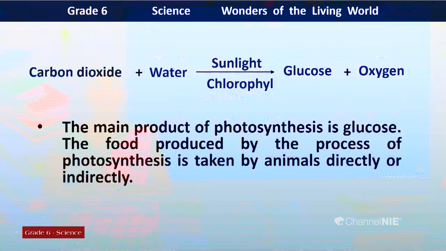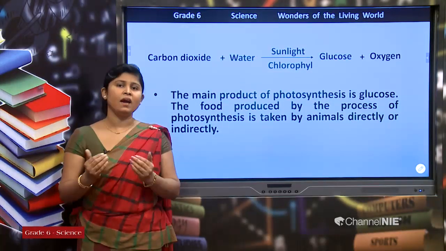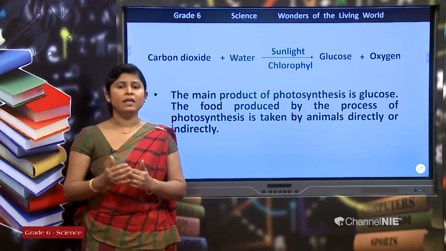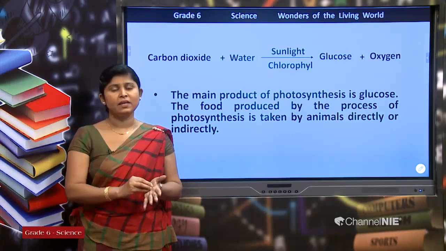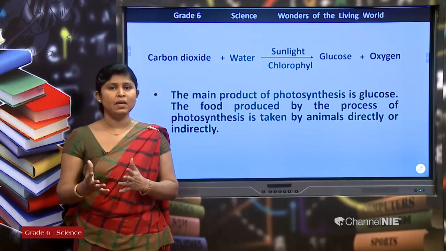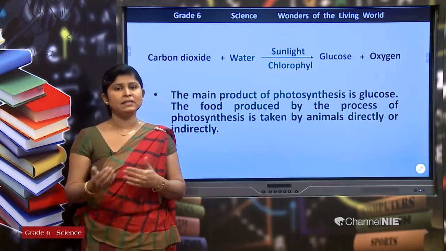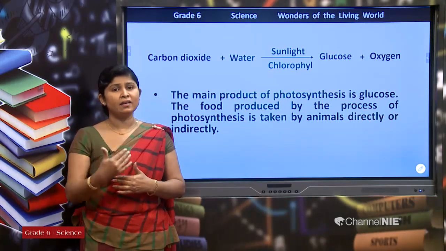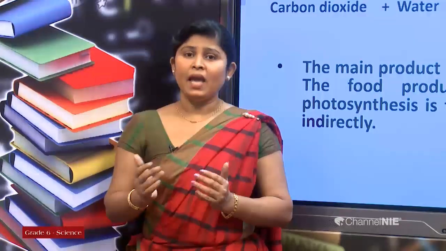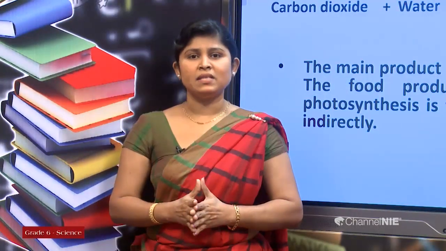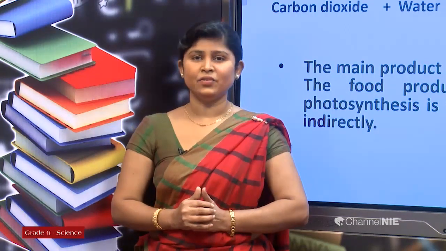My dear children, you know that the plants can produce food. The animals can't produce food. So, the animals depend on the food produced by the plants directly or indirectly. Sometimes the animal takes the plants straight away, and sometimes they take other animals as their food. So, the animals depend on the plants directly or indirectly. I think you can understand it well.